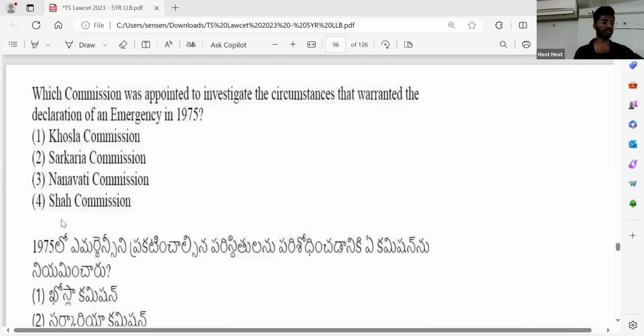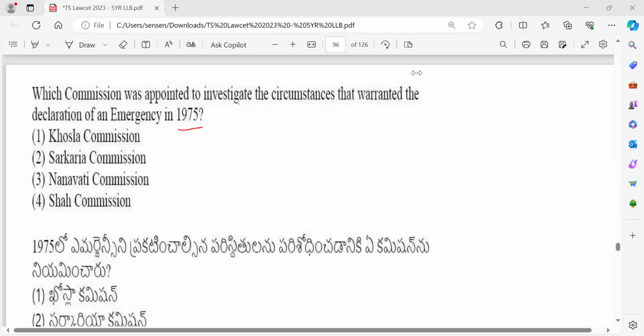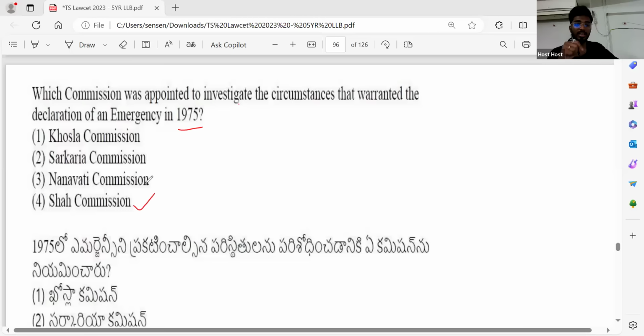Now look at this question, which is very interesting again. Which committee was appointed to investigate the circumstances that warranted the declaration of emergency in 1975? You know that in 1975, emergency was declared in India, right? So after the emergency, a committee was formed to check why the emergency was imposed. What committee is that? Shah Commission. Why are most of you answering Sarkaria Commission?